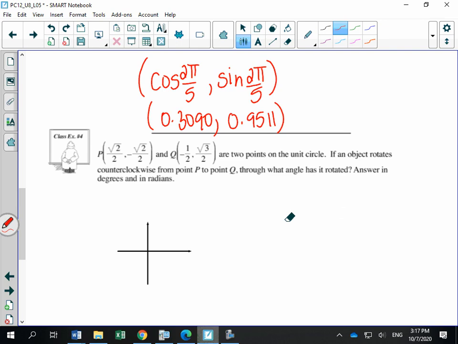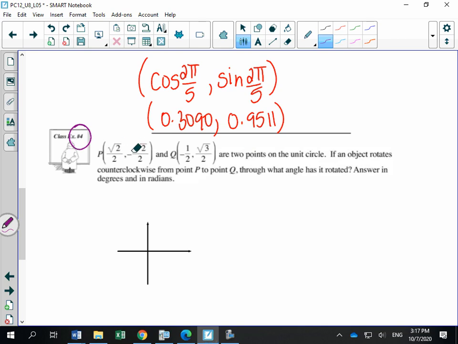Okay, this question here, I really like this question, class example number 4. It involves a little bit of work to do it. This is a good exam question. This separates the students who could think through this stuff versus who struggles. So what they do is they give you 2 points on the unit circle. So you need to find these 2 points.